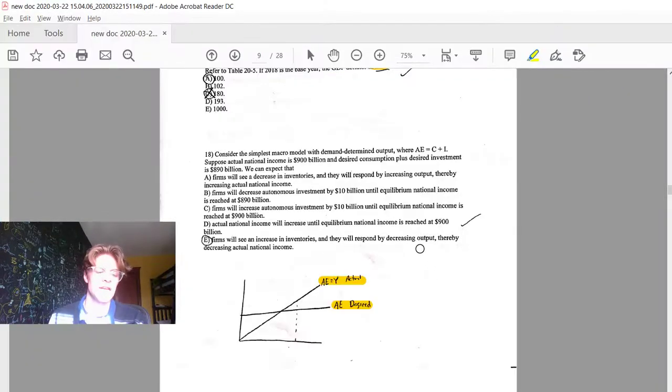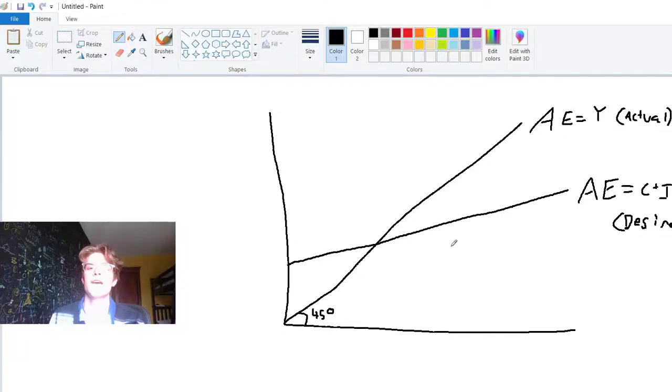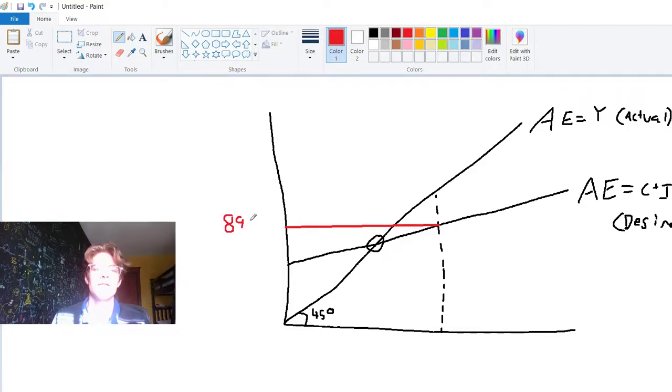Desired is less than actual. Desired is 890 and actual is 900. So that would be a point after equilibrium, somewhere over here. At that point, this is 890 and this is 900.